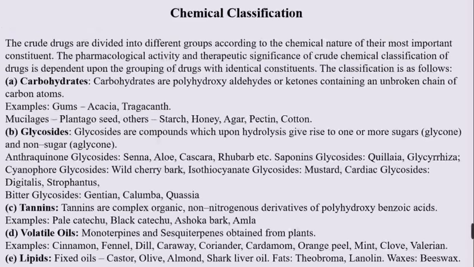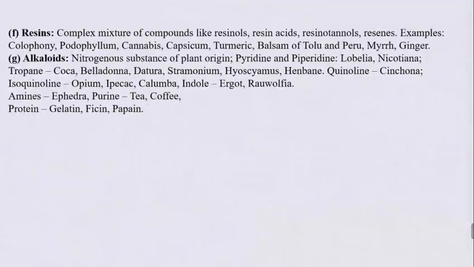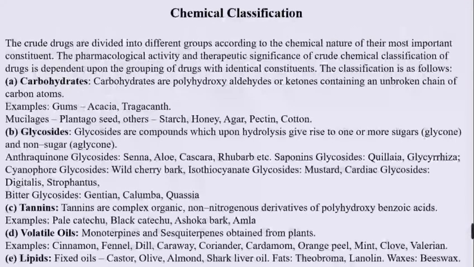Next, let us move to the chemical classification. The crude drugs are divided into different groups according to the chemical nature of their most important constituent. The pharmacological activity and therapeutic significance of crude drugs depend on the grouping of drugs with identical constituents. For example, the different chemical constituents are carbohydrates, glycosides, tannins, volatile oils, lipids, resins and alkaloids. First, let us begin with the carbohydrates.